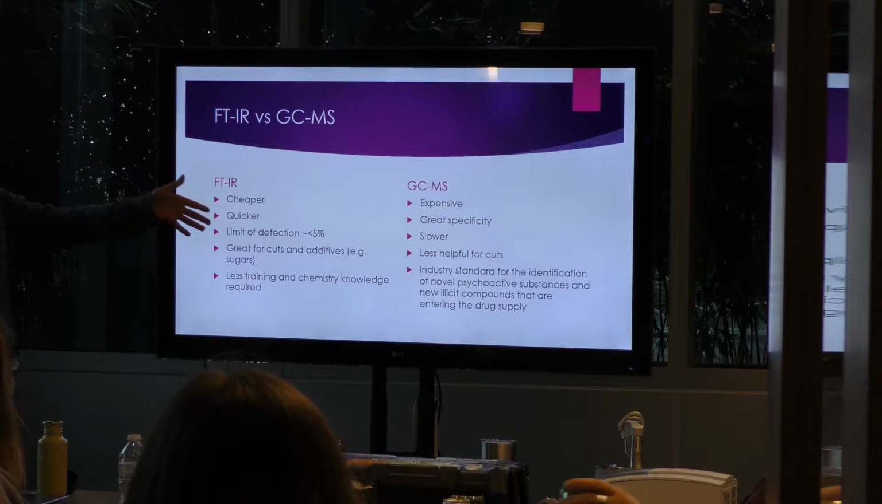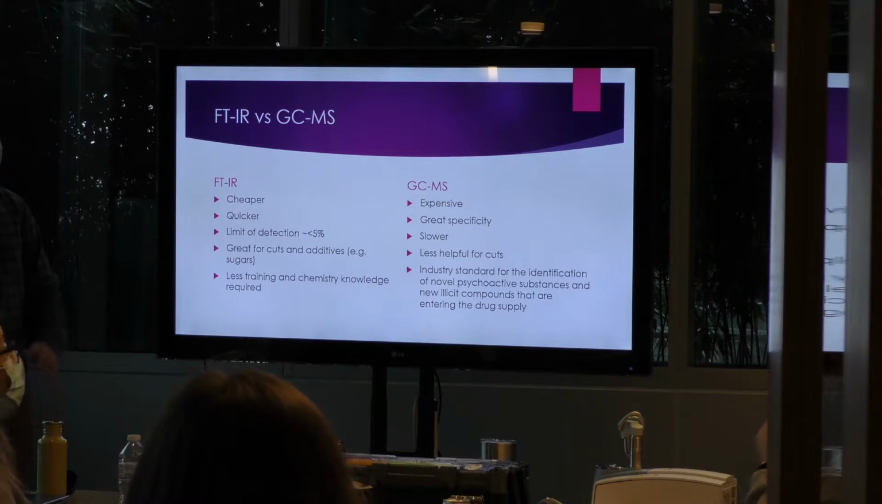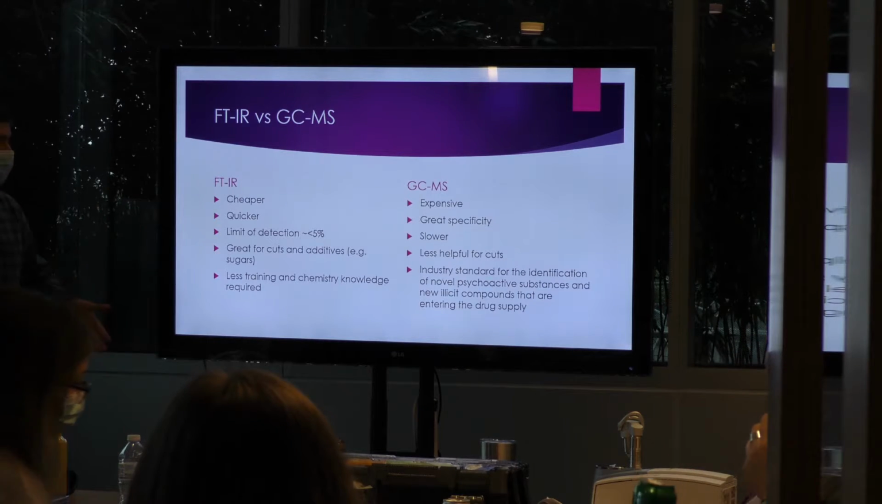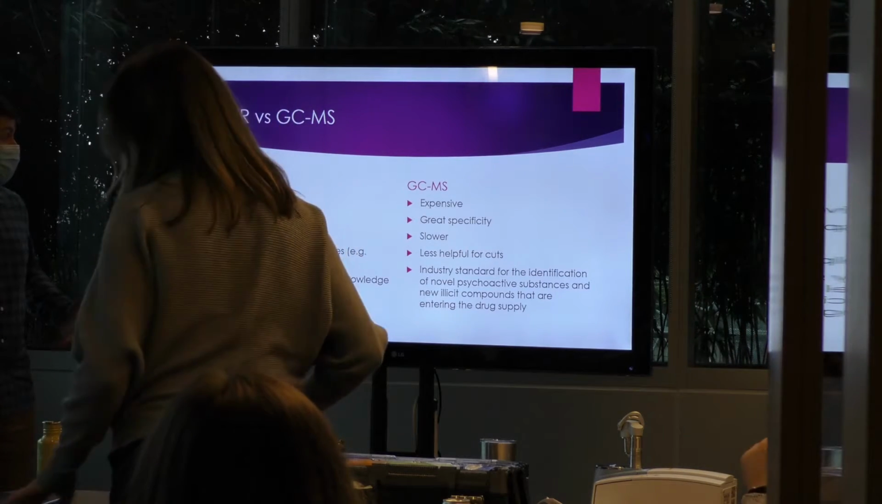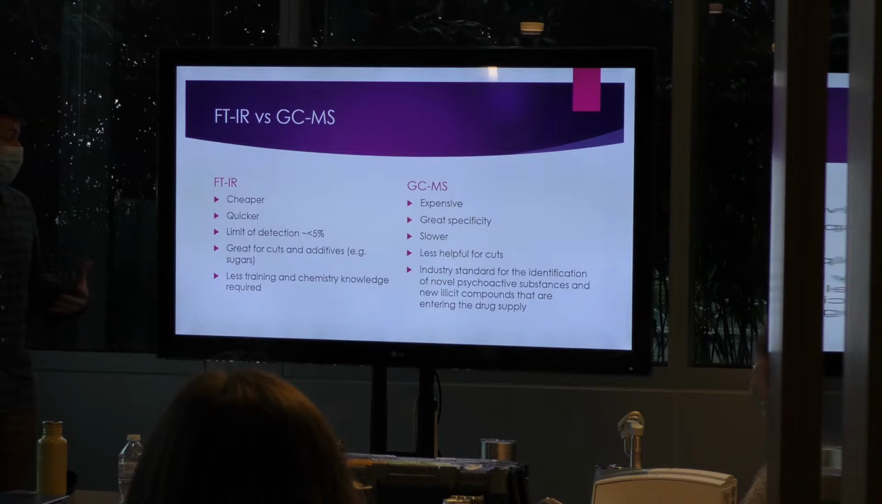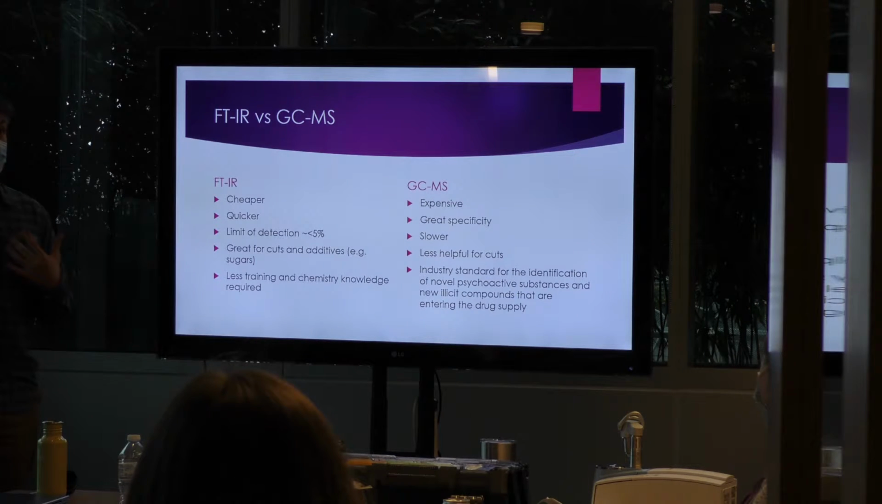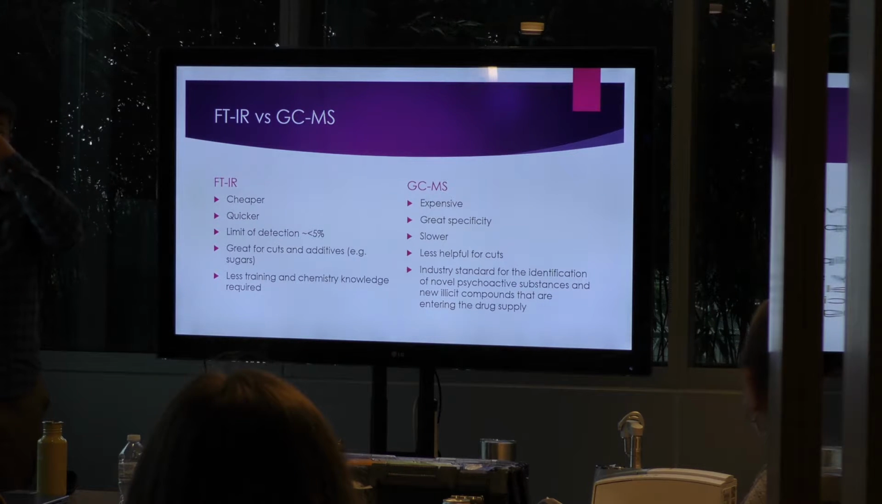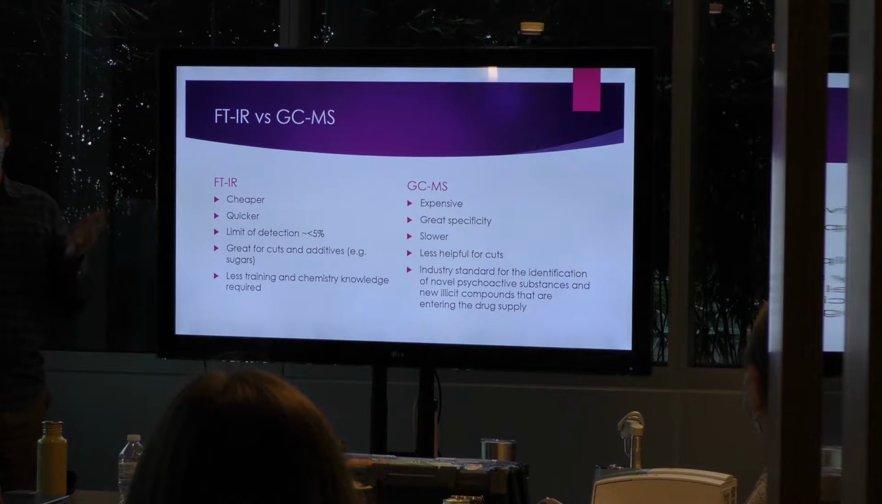Yeah. Then just a quick comparison between FTIR and GCMS. FTIR is cheaper, relatively, it's not cheap. It's a lot quicker, limit of detection about 5%. It's really great for cuts and additives, especially different types of sugars and differentiating those different types of sugars, like you can have mannitol, lactose, sucrose, glucose.